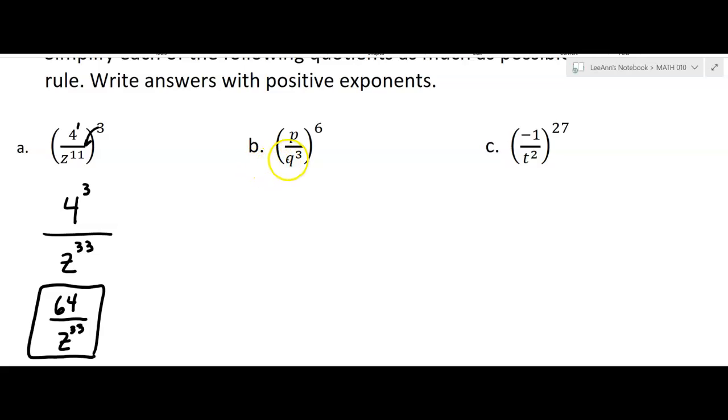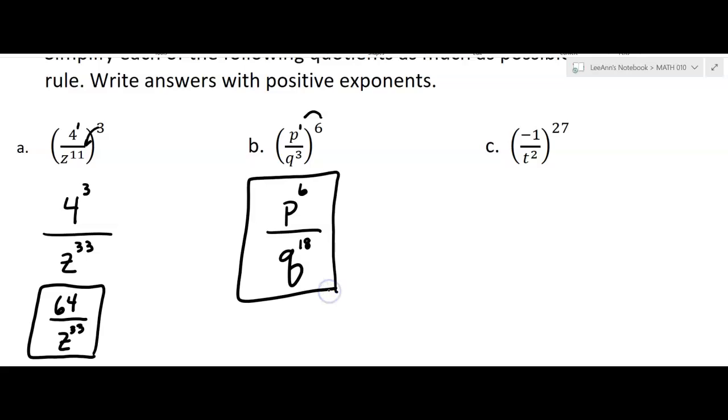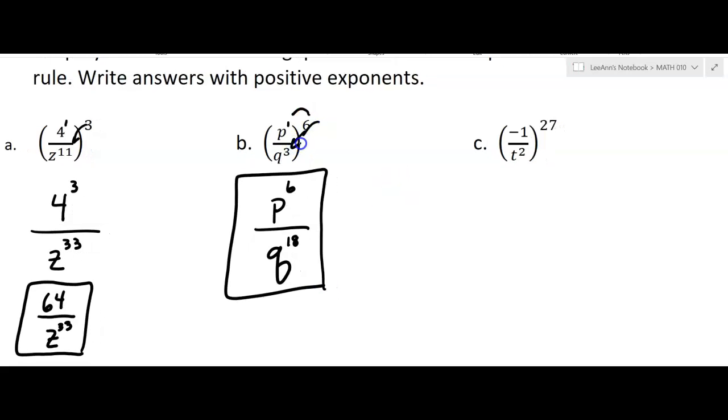Okay, so the next one, it's p to the first power, so it's going to be p to the 6th, because you're going 6 times 1, over q to the 18th. So that's a fun problem. Hope for one of those on the test. Okay, and again, you're going 6 times that 3 down there.